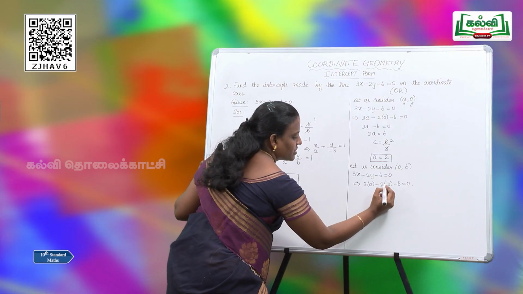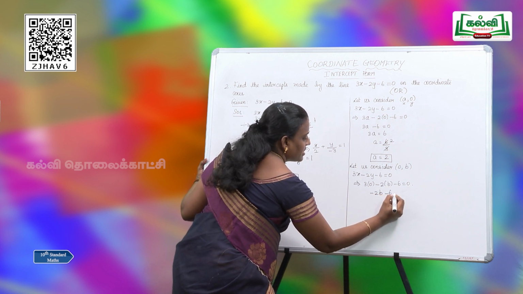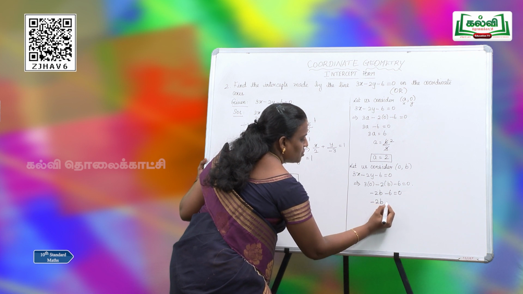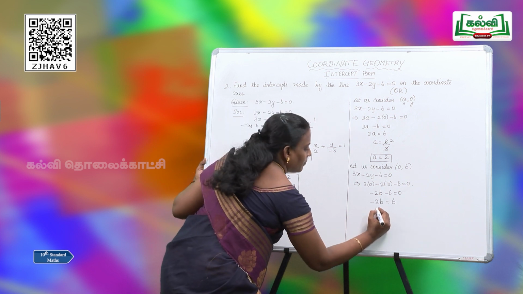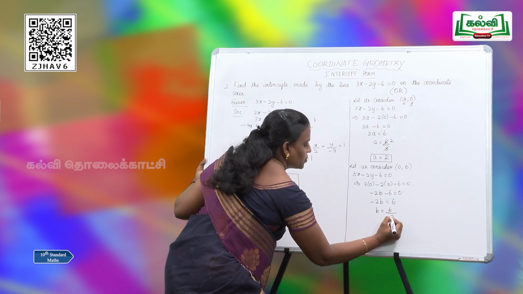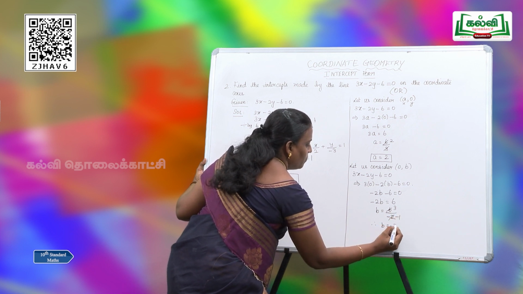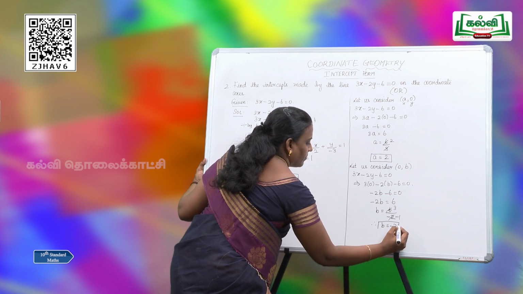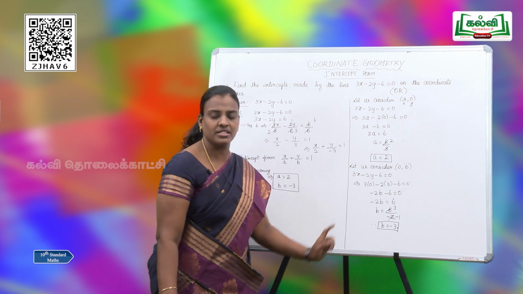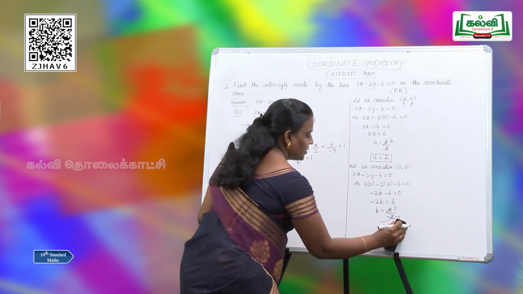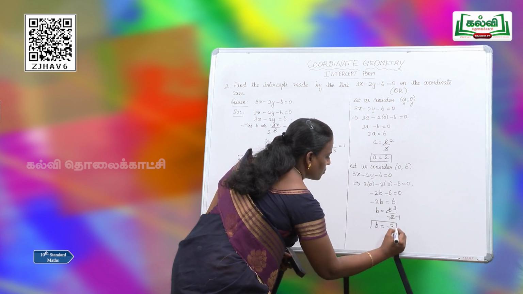So 3 into 0 becomes 0, minus 2 into b will give you minus 2b minus 6 is equal to 0. So minus 2b is equal to minus 6 goes to the other side becomes plus 6. So I get b is equal to 6 by minus 2. So when I cancel, I get b is equal to minus 3. So am I getting the same answer? B is equal to minus 3. So whichever method you feel is simple, you can follow that method and solve the problems.